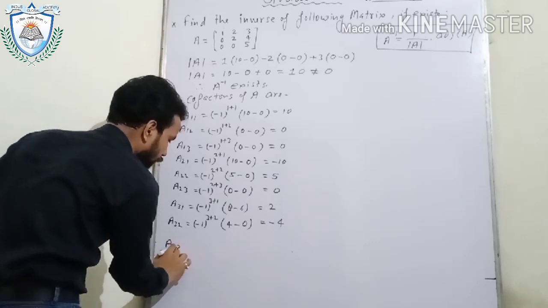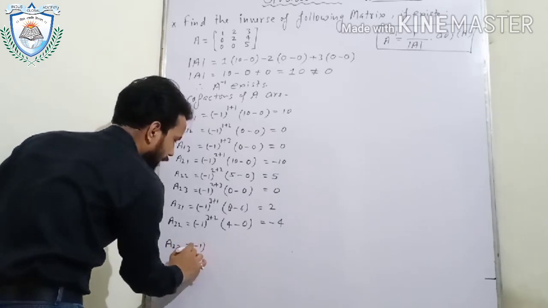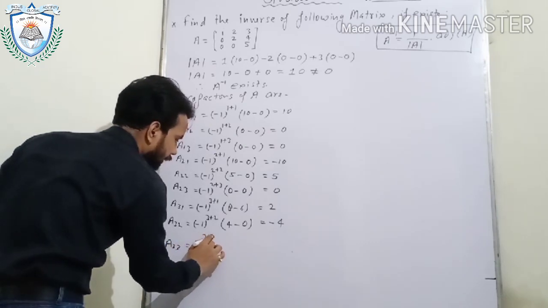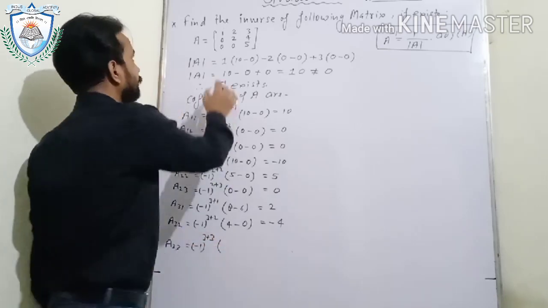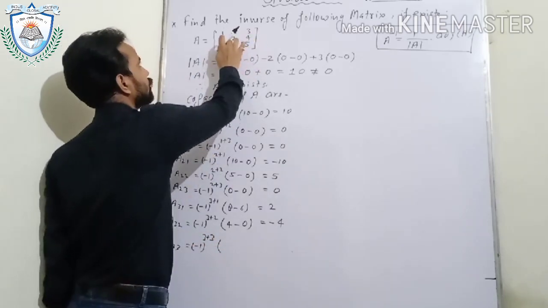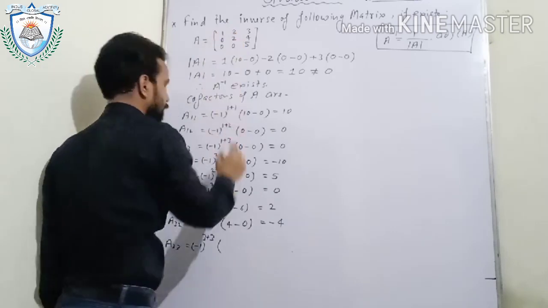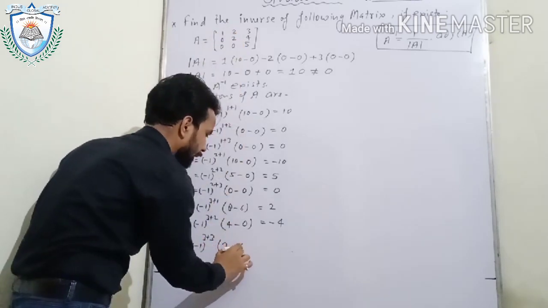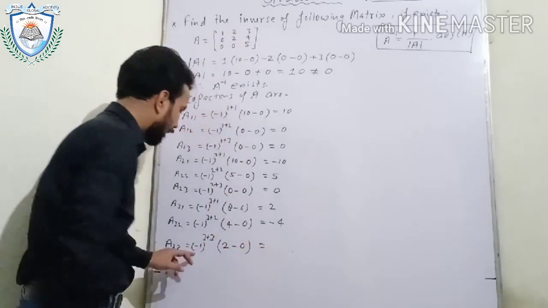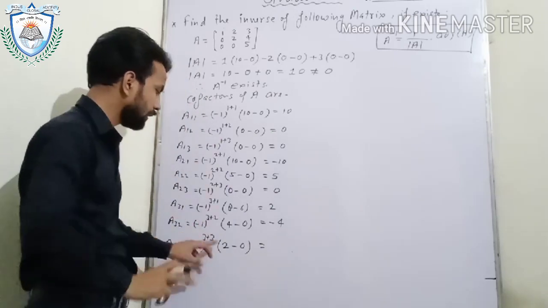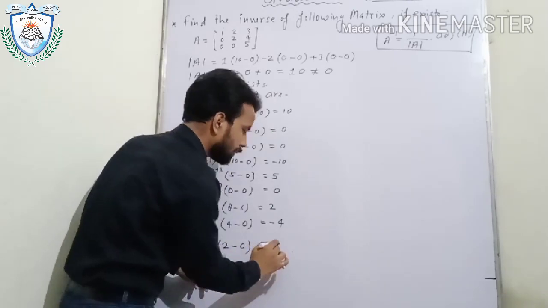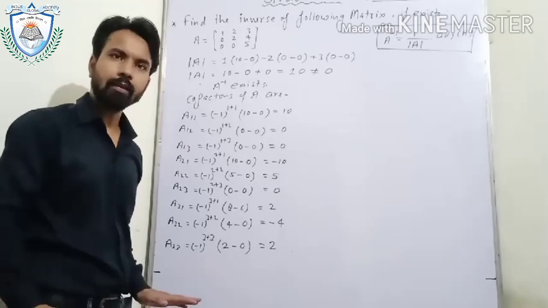Now A33. This is the last cofactor. So minus 1 to the power 3 plus 3. So here we will hide third row, third column. So 2 1s are 2. Minus 0. 2 minus 0. Minus 1 to the power 6 is positive 1 into 2. That is positive 2. Clear?